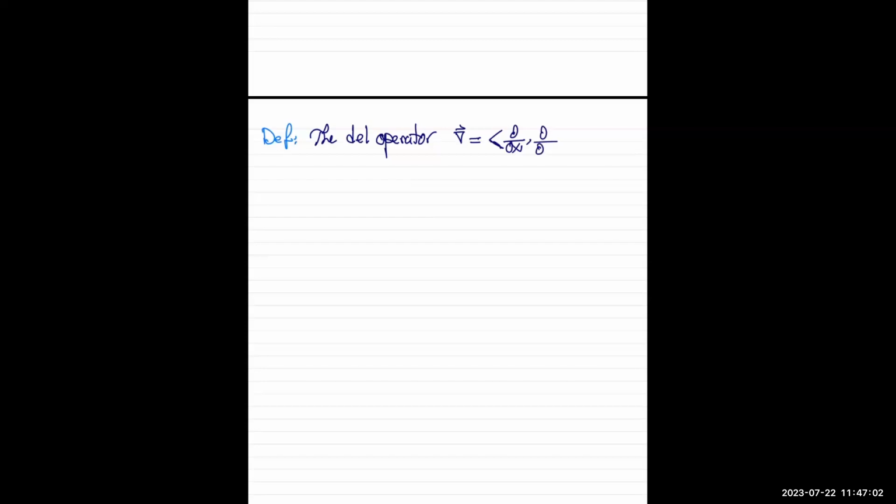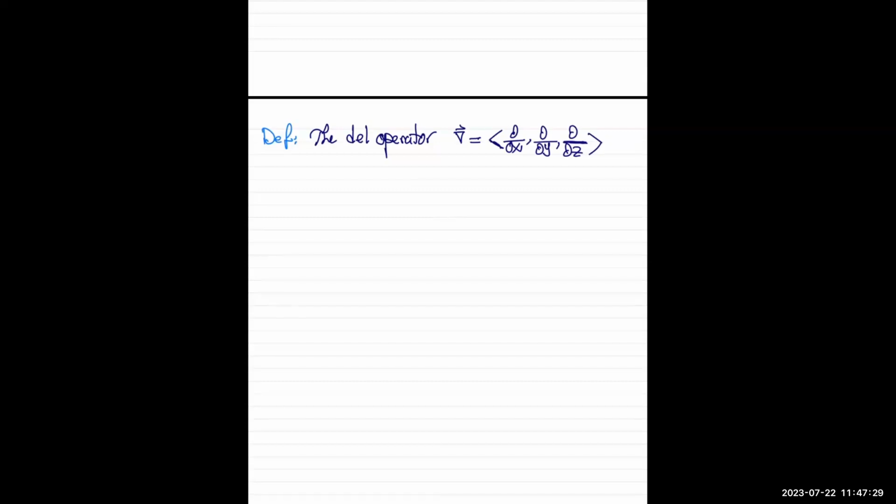Okay, now this vector doesn't have a value. You can't really draw this vector or quantify this vector. This is a vector, but again, it doesn't quantify. Okay, the del vector does something to a function.